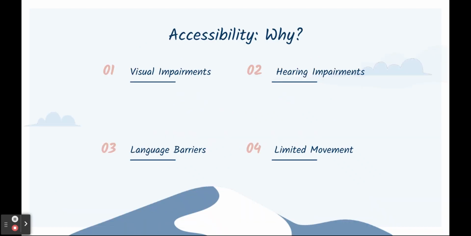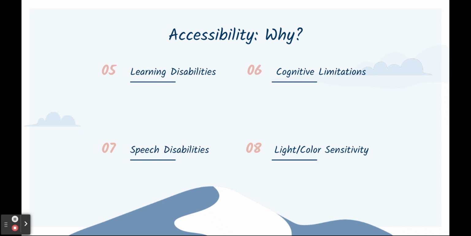Why is considering accessibility important? According to the research conducted by the World Health Organization, 1 in 7 individuals worldwide experience some form of disability. Common types are visual and hearing impairments, language barriers, limited physical movement, learning and speech disabilities, cognitive limitations, and sensitivity to light or color.